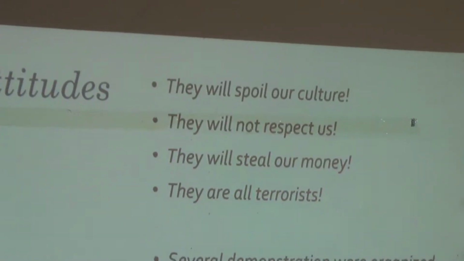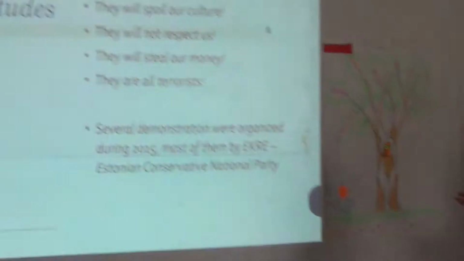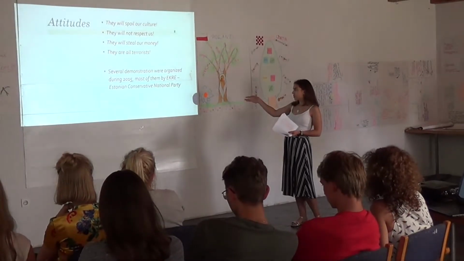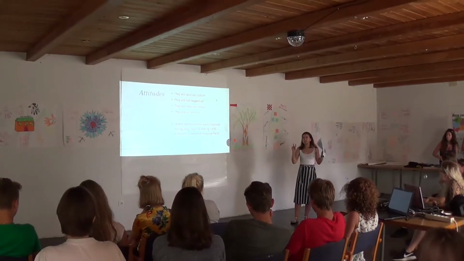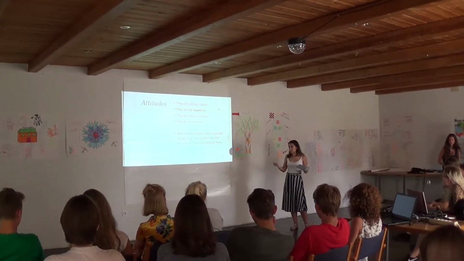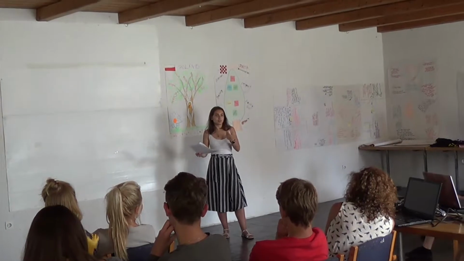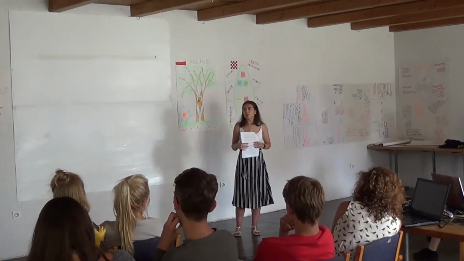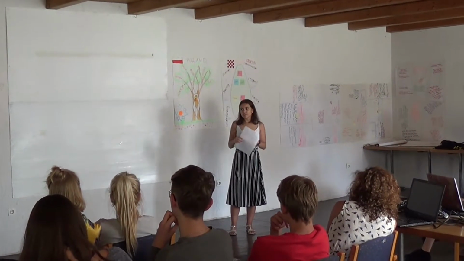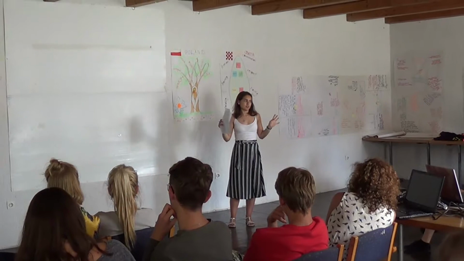Also, they say they will spoil our country, they will not respect us, they will steal our money, and they are all terrorists. During 2015, several demonstrations were organized, most of them by EKRE, the Estonian Conservative People's Party. It was just a kind of populist party, and they were searching for people who will vote for them. When election comes, these problems always arise because we have to gain some electorate. It's a hot topic to catch some people. But right now, when it's calm in Estonia, we have just forgotten about that problem and those refugees.